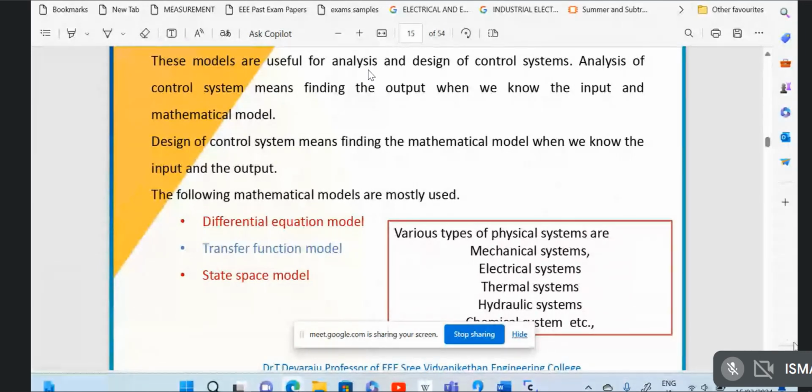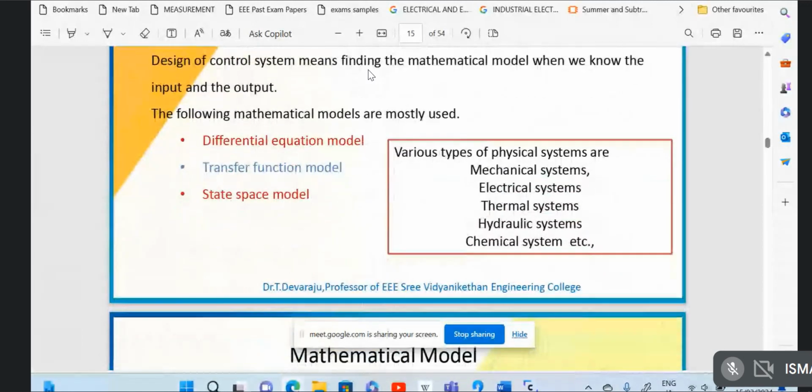The following mathematical models are commonly used or mostly used. Differential equation model. Sometimes when you do differential equations in year 2 and 3, you think that it's the mathematics people giving you problems. But no, they are giving you a foundation because they know the load you're going to carry up there will need them.